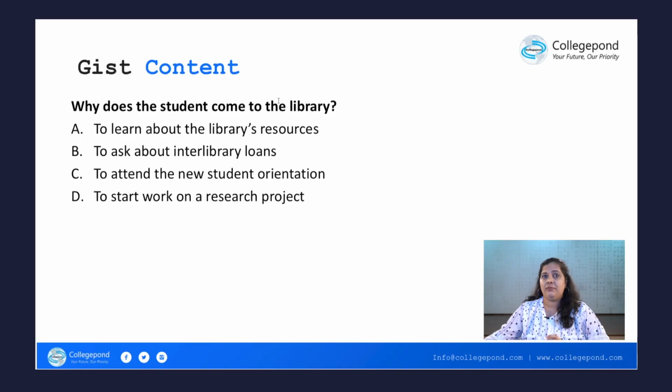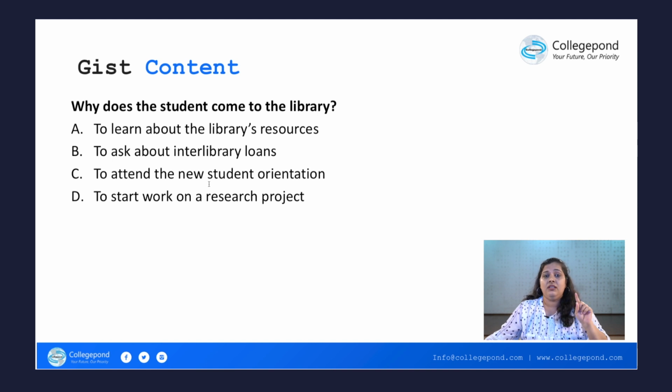Why does the student come to the library? So the word why should tell you what type of question this is, which is the purpose type of question. And the options are A, B, C, D here in front of you. Did he come to learn about the library's resources? Did he come to ask about the interlibrary loans? Or did he want to attend a student orientation? Or did he come there because he wanted to work on the research project?